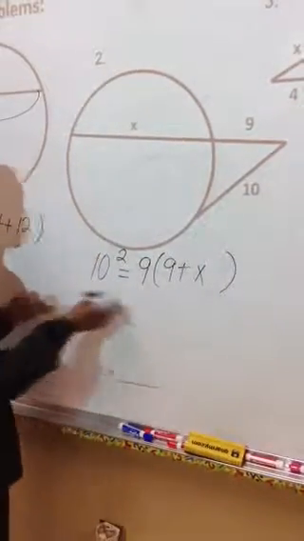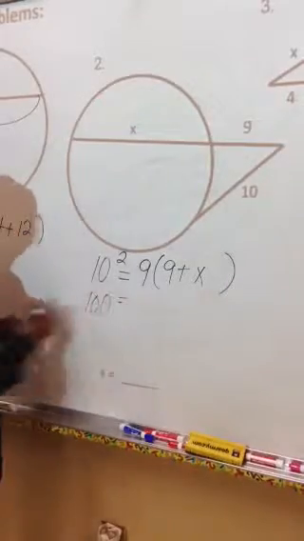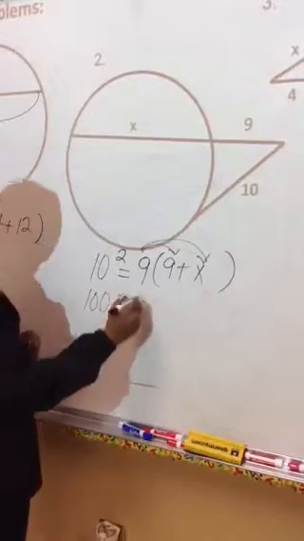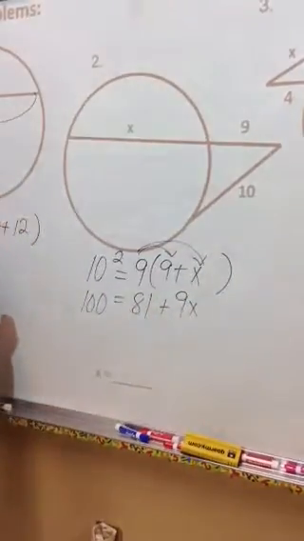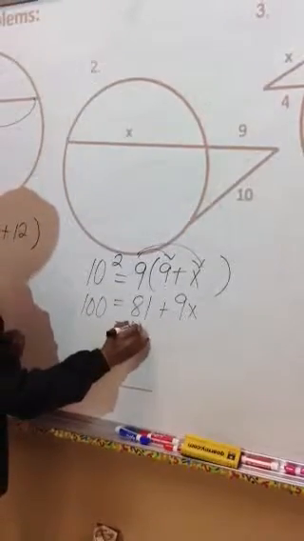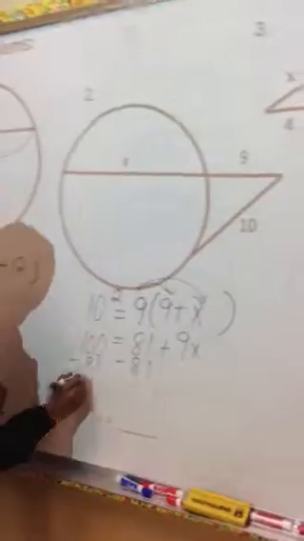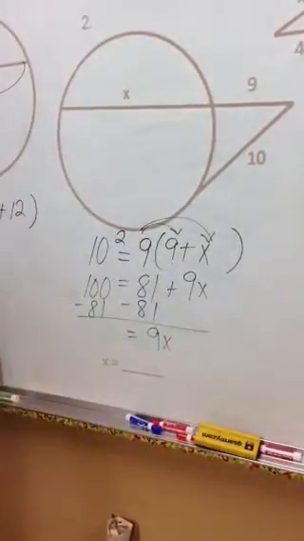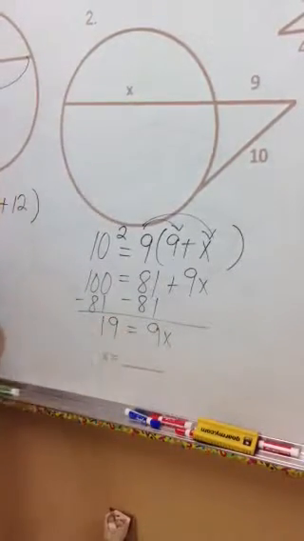All right, so now let's simplify what we have here. 10 squared is 100. And now we want to distribute the 9 on the outside. 9 times 9, 81, plus 9 times x, 9x. Now let's subtract 81 from both sides. Bring it over here with the 100. And that leaves 9x on the right side in this case. And 100 minus 81 is 19.